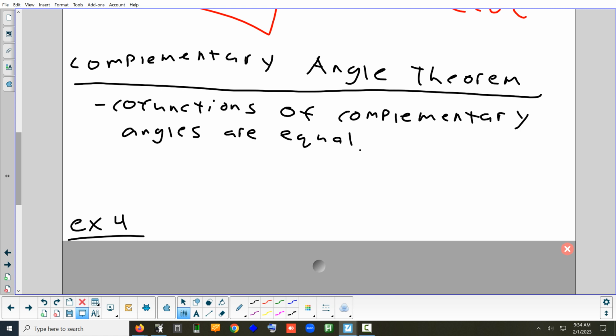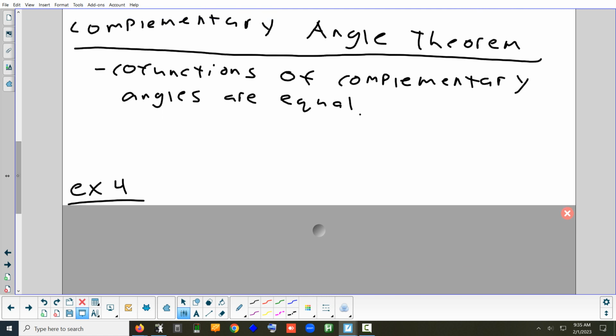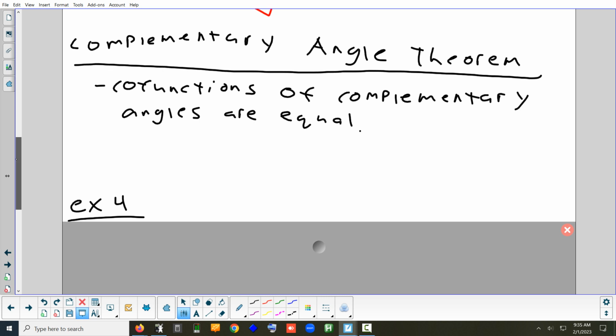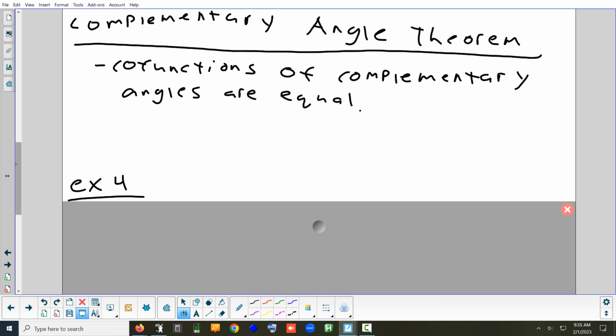So we'll do a couple examples of that, and then that'll finish up the first part of 6.5. As I thought, we're going to start a little bit of the next part of 6.5, but we're going to end up finishing tomorrow. Okay, so let's look at a problem where you would use the complementary angle theorem. It's very short. Cofunctions of complementary angles are equal. That's it. That's the whole thing.